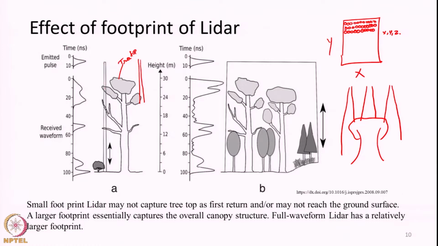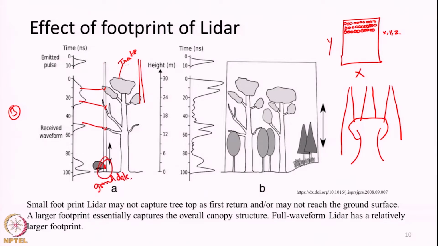Second thing is this small footprint is going to capture this leaf, this stem, another stem and so on. So, maybe some return from here. Let us say this is a discrete return LIDAR system. It is going to store only the first 3 returns. If that is the case, this will be stored, this will be stored and this will be stored. Actually the ground data is going to be missed.